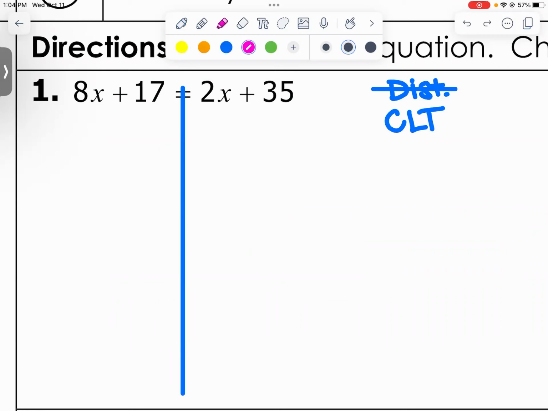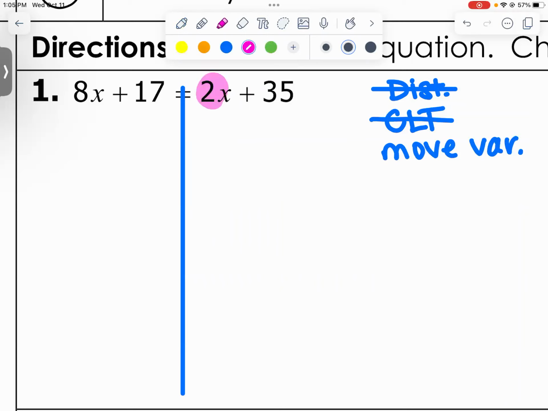Okay. What about on the right side? Are there any like terms to combine? No. Okay, so that's nice. 2 steps out of the way. Okay. Well, now I have variables on both sides. So we need to move our variable to the left side.